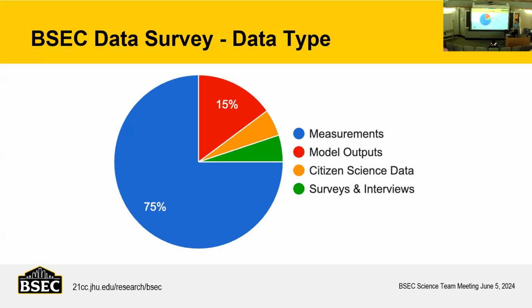So we've got 21 responses so far, and here I just want to give you a brief update on what we've got. This is the type of the data products that BSEC is producing or has produced or will produce. Most of them right now are measurements, consistent with our understanding. But we also got model outputs, some survey and interview data planned or in progress, and also a citizen science data product that's under someone's consideration.